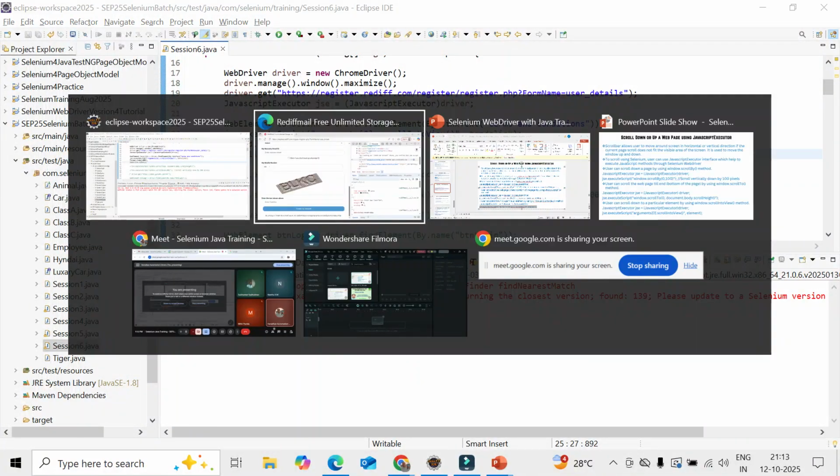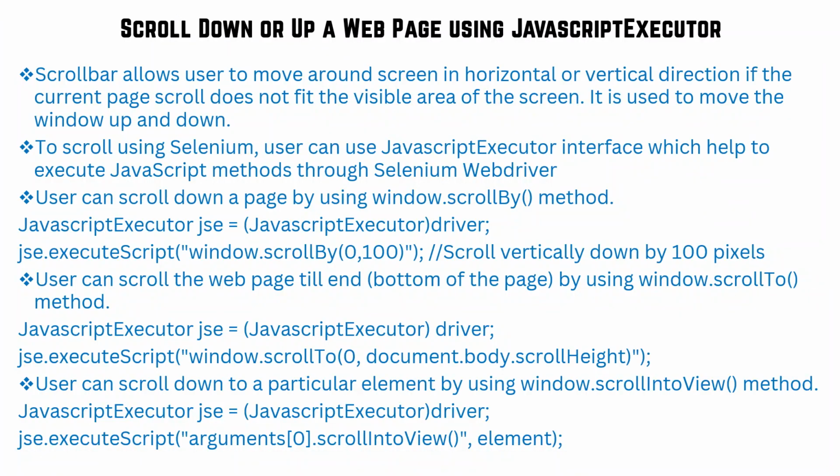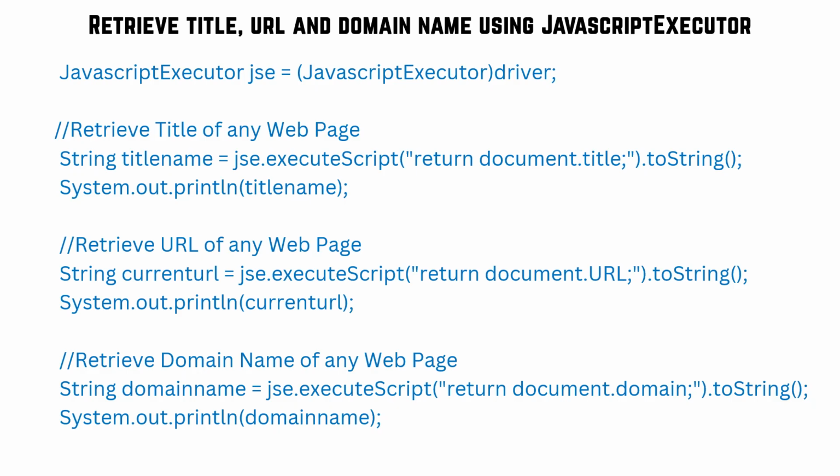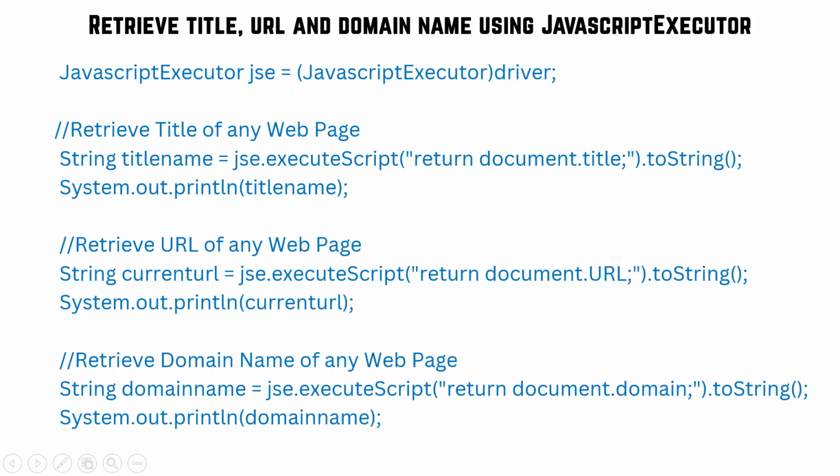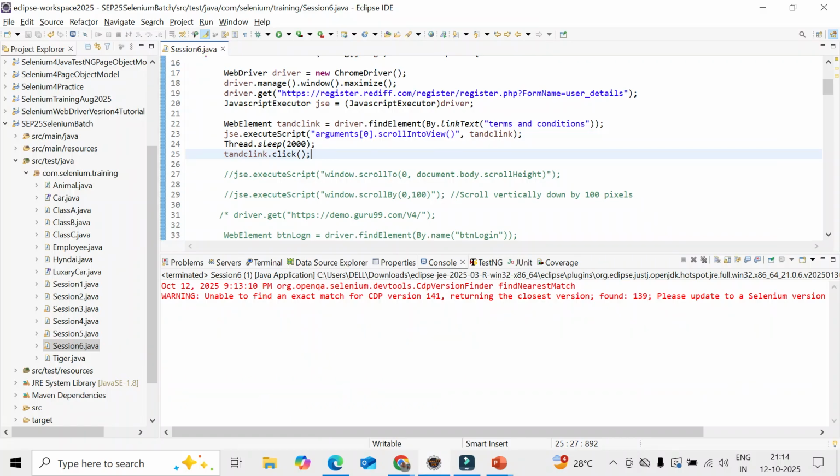Okay. The next option is with the help of the JavaScript executor. If you want to get the title or URL or domain without using driver.getTitle, getCurrentUrl and all this stuff, you can also use JavaScript. You can get the title, the current URL, and the domain as well. So let's comment out this part.